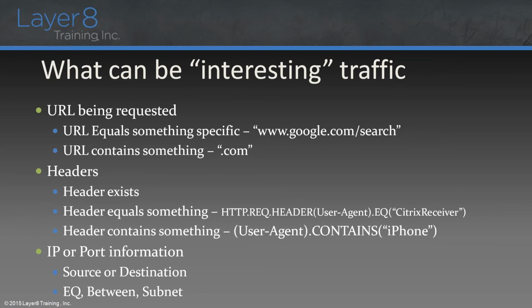Okay? Headers get used by the client to pass information about the client to the back end. They also get used by the back end to pass information about the server. And so I can go in and look to see if a header exists and say that's interesting. I can go in and look to see if a header equals something. So I've got an example here. You've got a user agent header, and it tells me what type of browser you're using. In this example, I could be looking for a Citrix receiver specifically.